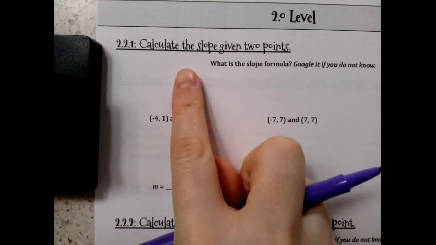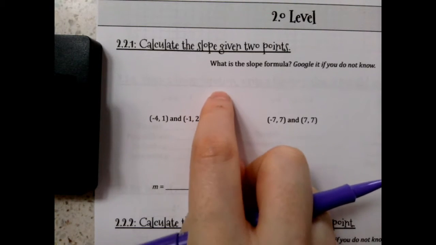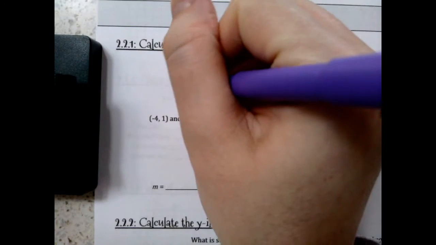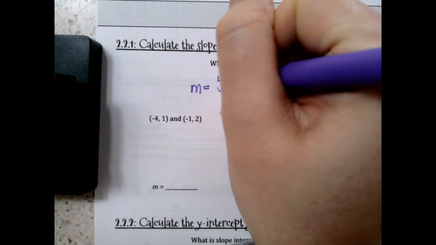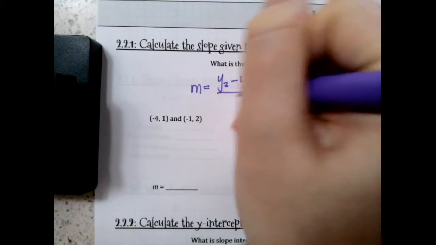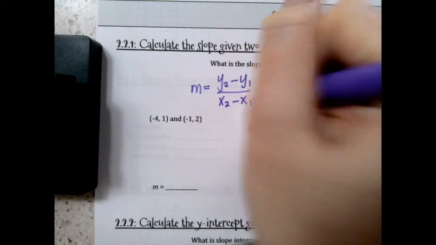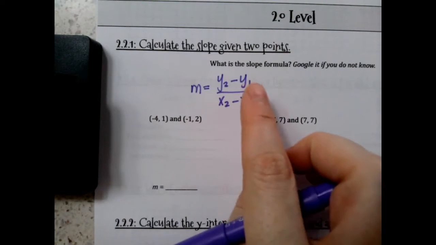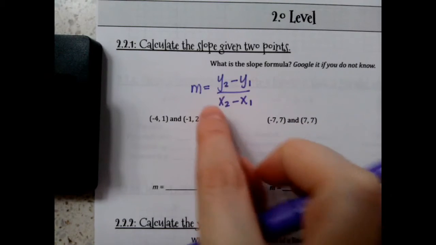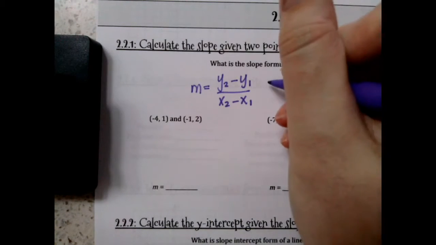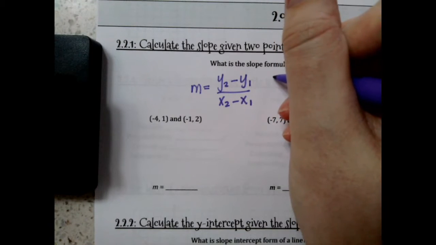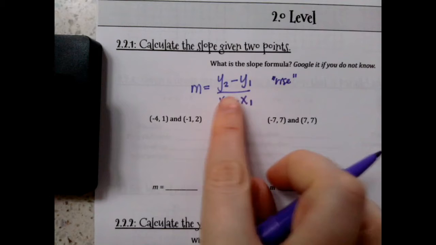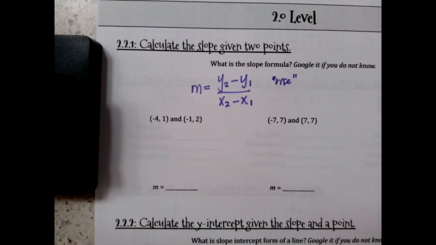For calculating slope given 2 points, we are going to be using the slope formula. And so the slope formula is m equals y2 minus y1 over x2 minus x1. This is a formula that you are going to need to know, so make sure you know that on the top you subtract your y's and on the bottom the x's. The way I remember that is that the top is the rise, and y's and rise rhyme.